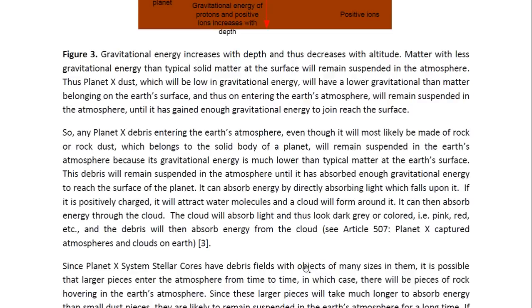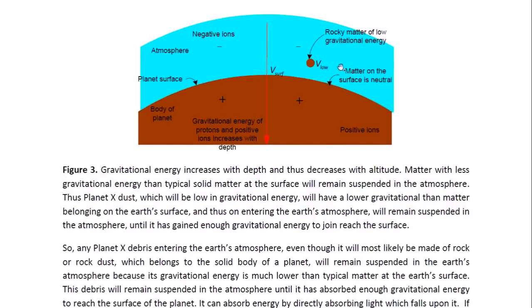If it is positively charged, it will attract water molecules and a cloud will form around it. It can then absorb energy through the cloud. The cloud will absorb light and thus look dark gray or colored, in other words pink, red, etc. And the debris will then absorb energy from the cloud or through the cloud. You may look at article 507, the previous article entitled Planet X Captured Atmospheres and Cloud on Earth, where I explain that mechanism. So matter on the surface of the Earth is neutral.